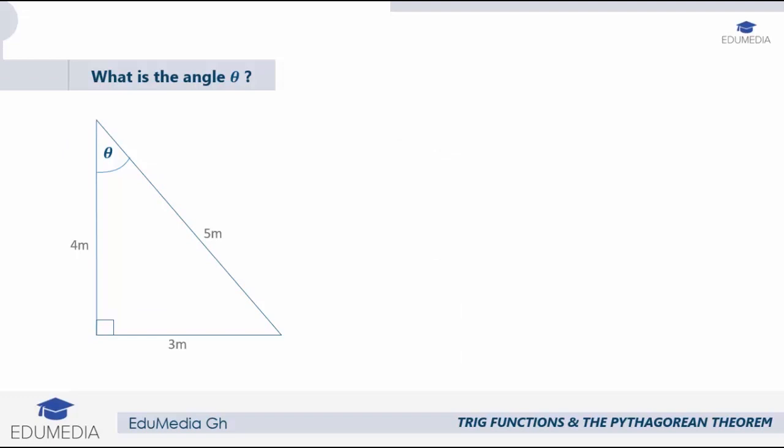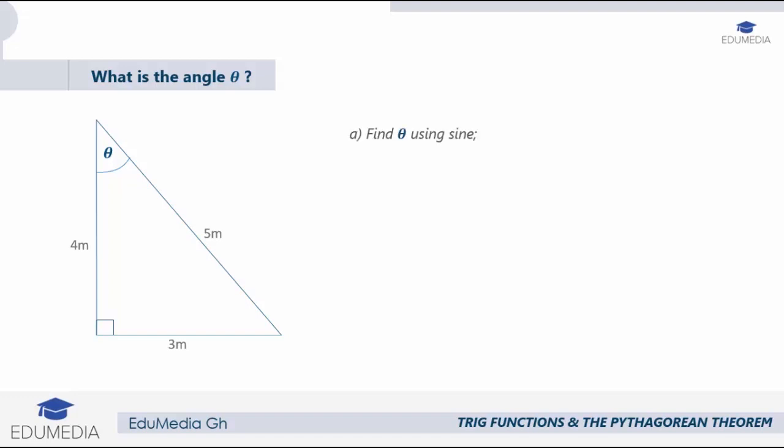Now that we know the value of sine theta, cos theta, and tan theta, we need to proceed to find the value of theta itself. What we found is not the angle, because the value of the angle is not sine theta. So we need to find the value of theta itself. So the question now is, what is theta?